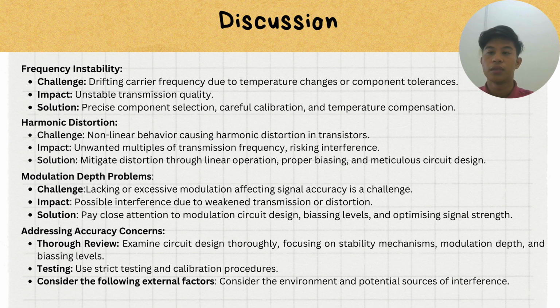The third one is the modulation drift problem. Lacking or excessive modulation affecting signal accuracy is a challenge. Impact: possible interference due to weak transmission or distortion. Solution: pay close attention to modulation circuit design, biasing level, and optimize signal strength.